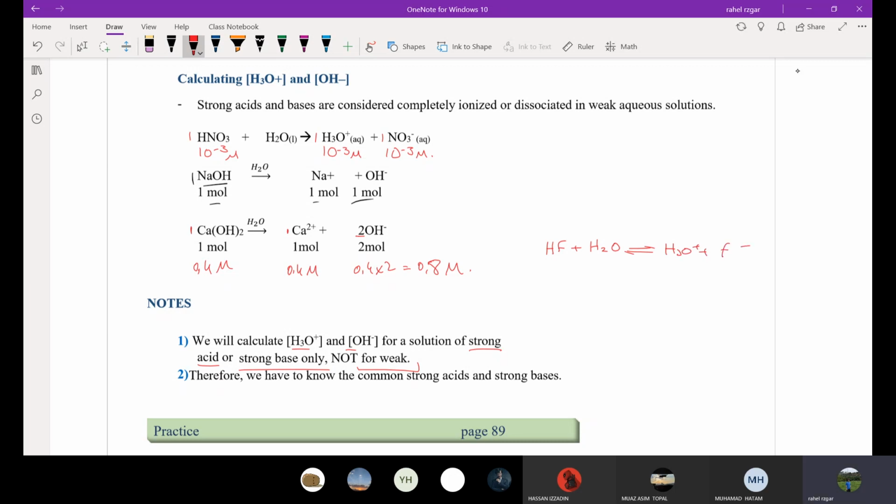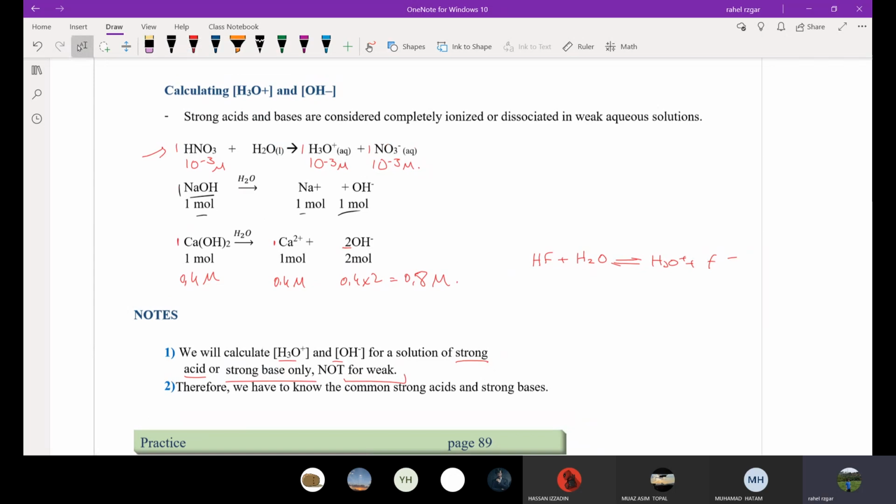For example, for HNO3, why am I so sure to say 10 to the power minus 3 molar of HNO3 will become 10 to the power minus 3 H3O? Because if you remember, in chapter 3, we said HNO3 is a strong acid, so it will ionize completely. All of the HNO3 will become H3O. That's why if HNO3 is 10 to the power minus 7, H3O is also 10 to the power minus 7.